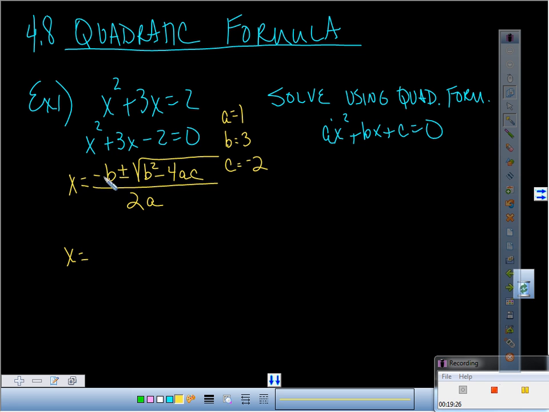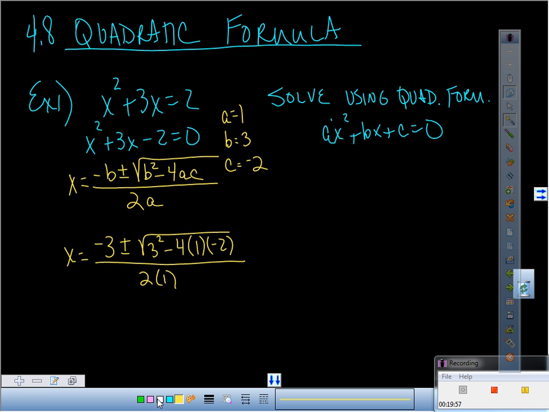X is equal to -b. Well, if b is 3, what's the opposite of 3? Yeah, -3. Plus or minus the square root of. Now this is b squared. What kind of number will it always be? A positive number. So I wouldn't even care what its sign was here. I just drop it because it's not going to make any difference. But it's 3 squared minus 4 times a is 1 and c is negative 2, all over 2 times 1.